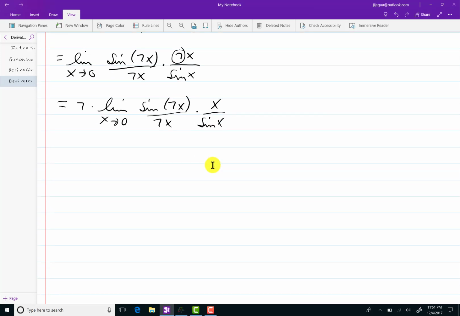The 7, of course, is 7, but the limit as x goes to 0 of sine of 7x over 7x is equal to 1. As is the limit of x over sine of x. It's just 1 over 1 but turned upside down. So the end result is this equals 7.